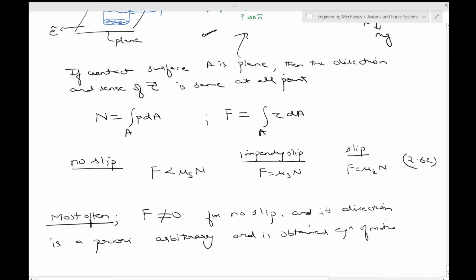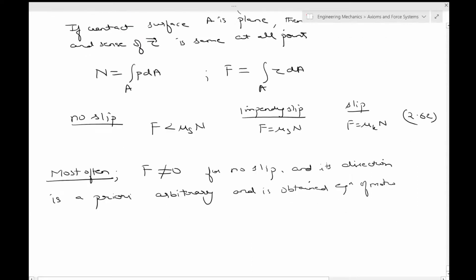You have done this, I mean there are two blocks over each other and then one is sliding with respect to the other and so on. So you have done all those exercises several times.